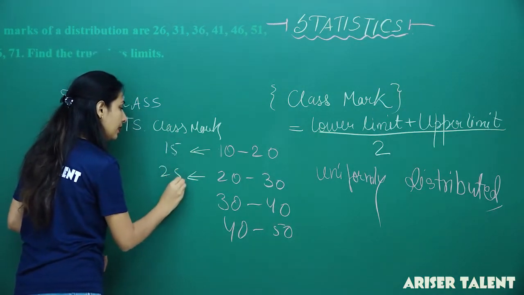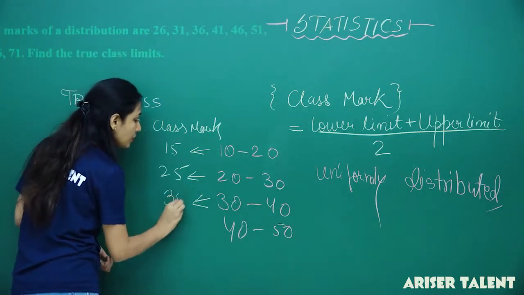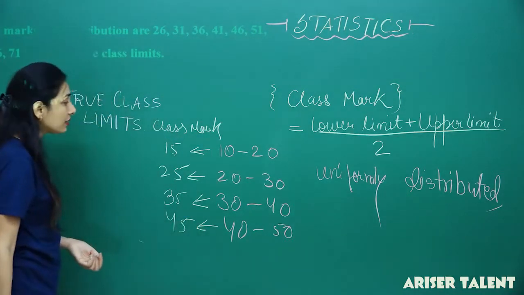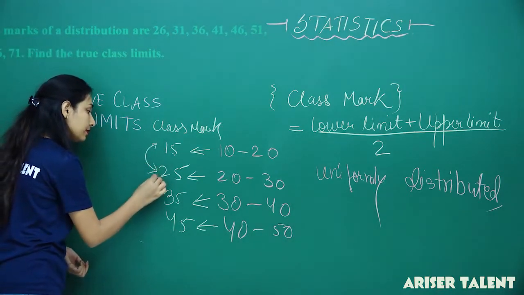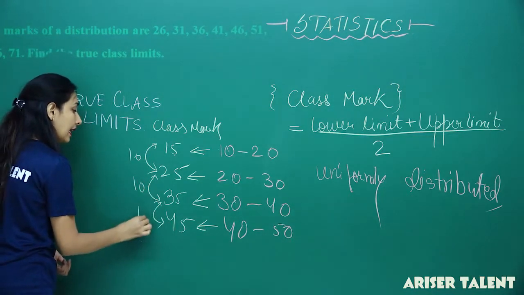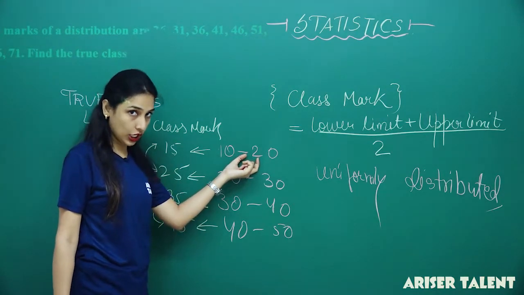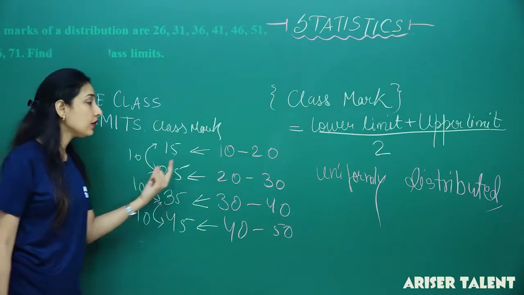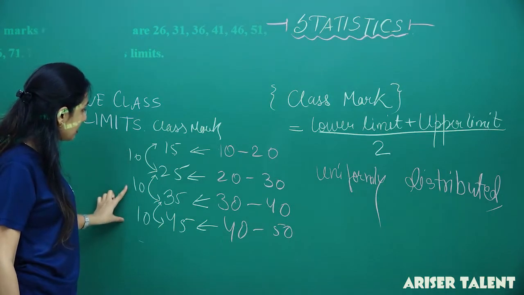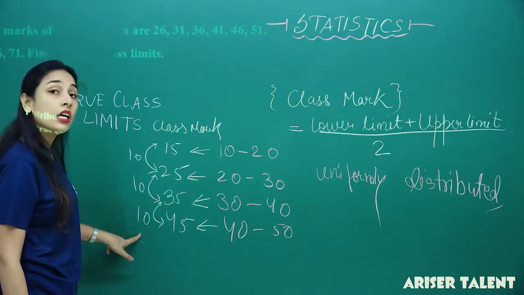In this case, 20 plus 30 by 2, how much? 25. 30 plus 40 by 2, how much? 35. And 40 plus 50 by 2, how much? 45. Now, students, strange that the difference here is 10, 10 and 10, the same as the interval. So here the difference is equal to the interval. The difference between these two is equal to the difference between these two and between these two.